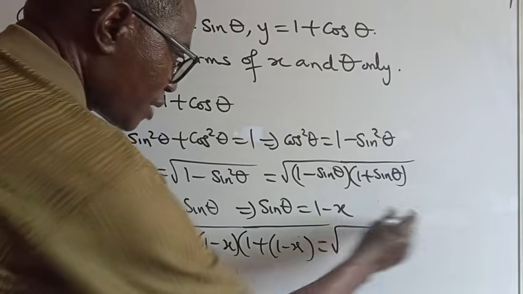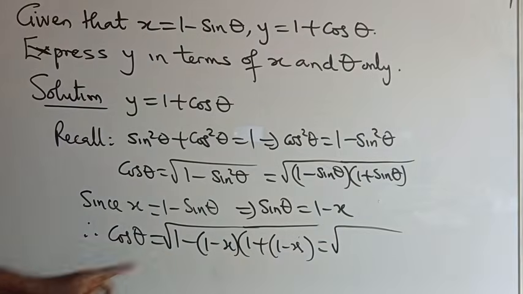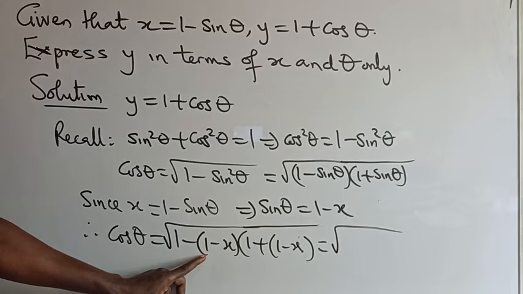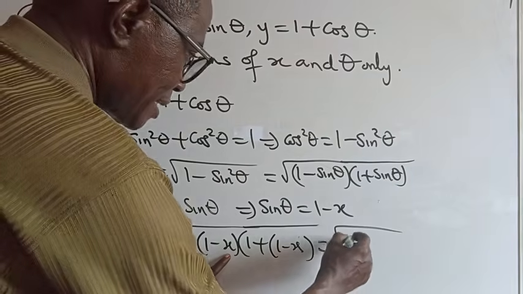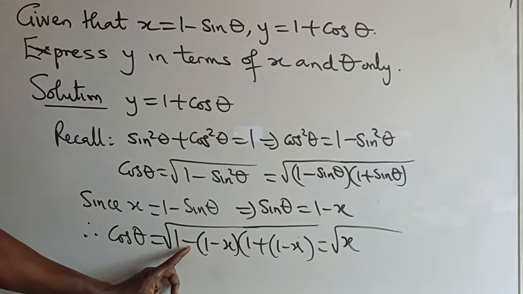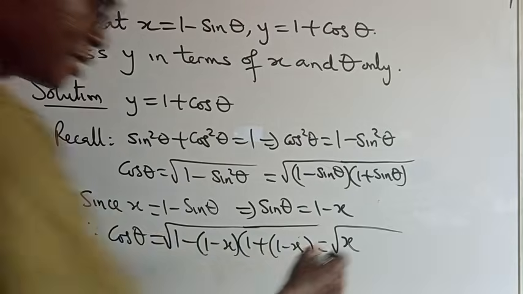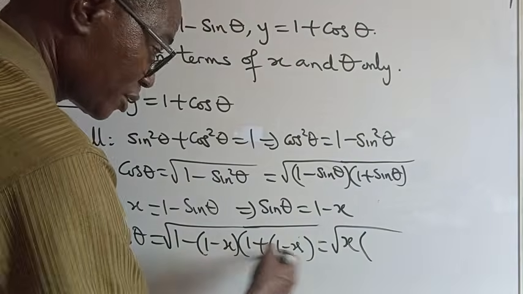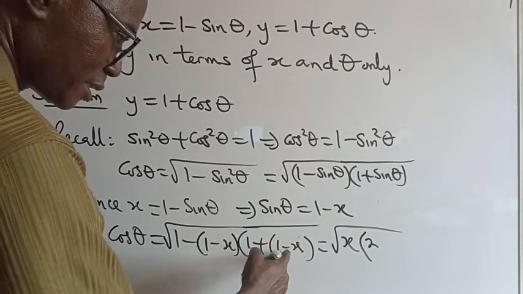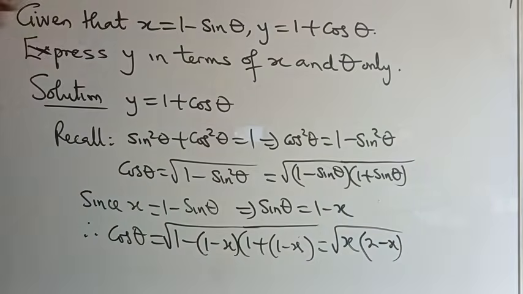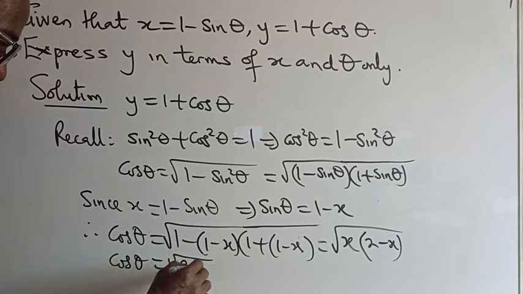I have the square root of, when you open this, you have 1 minus 1 plus x. You get x left here, because 1 minus 1 is 0, and minus times minus is plus x. So you have x into brackets. This is 1 plus 1 there, 2, then plus times minus there, 2 minus x. I hope we are following. So our cos theta will now be equal to the square root of 2x minus x squared.